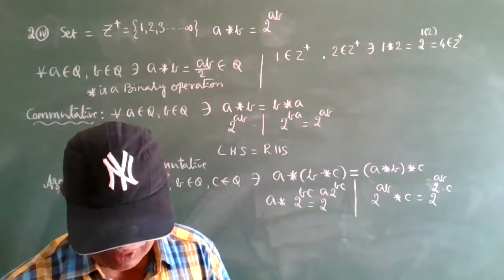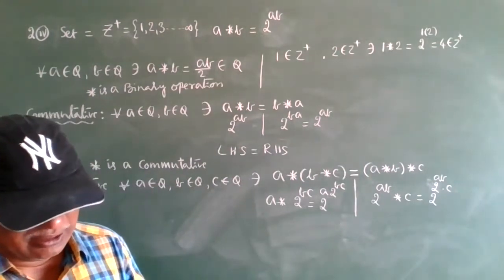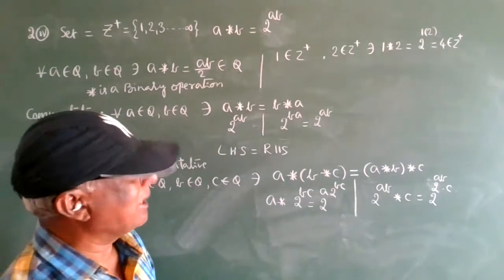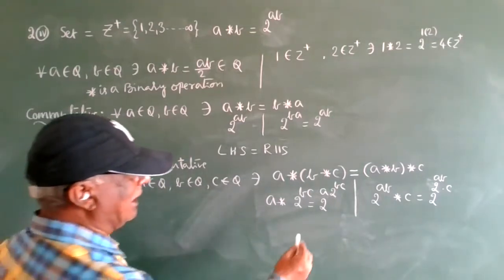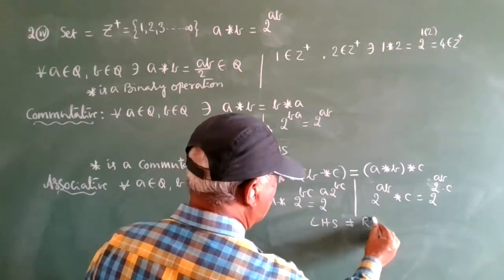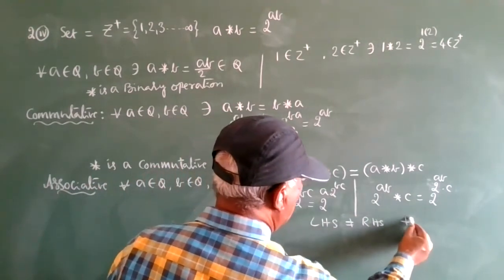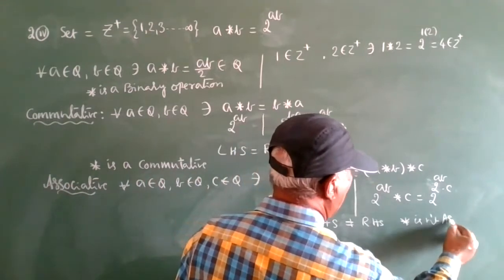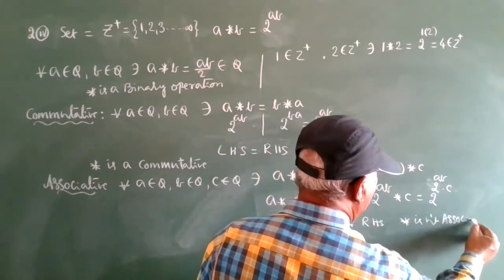LHS is not equal to RHS. Everyone observe. So LHS is not equal to RHS. It is not associative. So star is not associative. Okay?